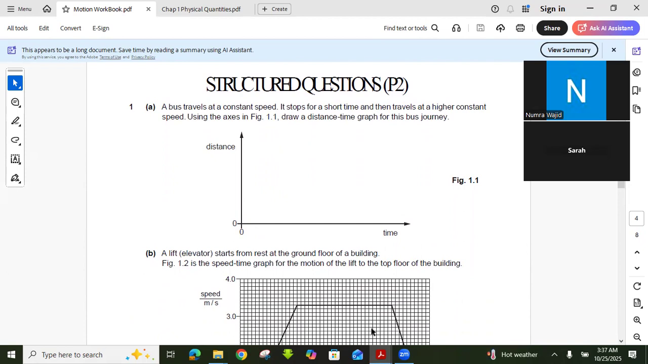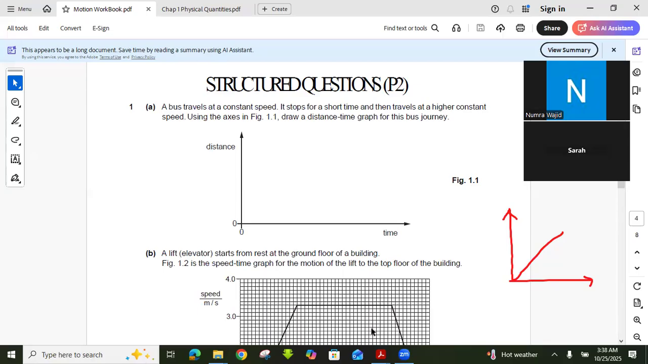Bus travels at the constant speed. It stops for the short time and then travels at the higher constant speed. So you have to plot the graph using the axis. Draw this distance time graph for the bus journey. So the bus travels at the constant speed. Constant speed means, keep in mind that it's a distance time graph. So whenever we have a distance time graph, constant speed means it should be a straight line. Okay, we have to keep it in mind.